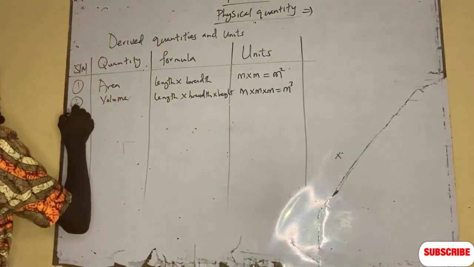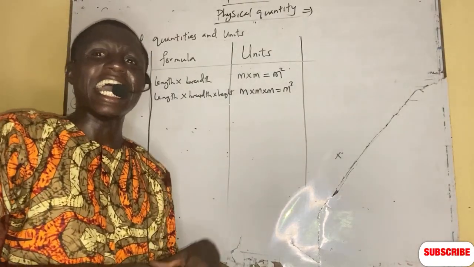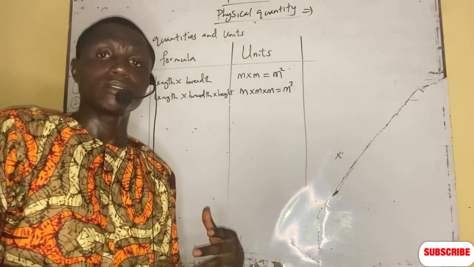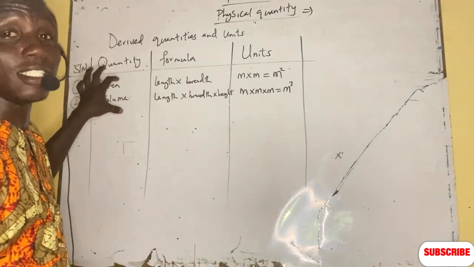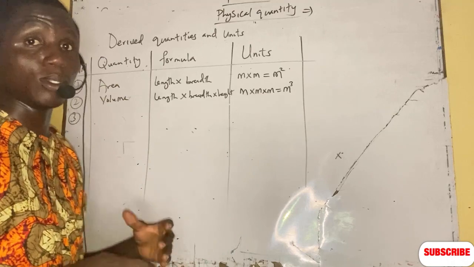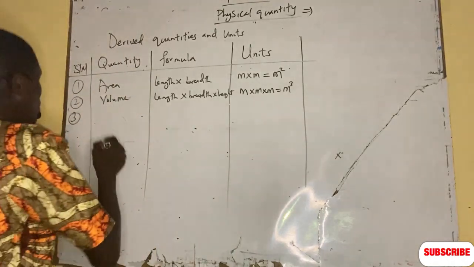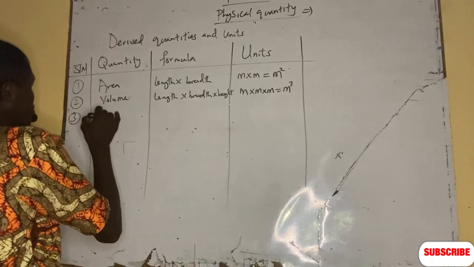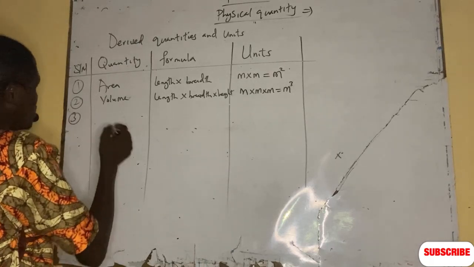Now we also have, and this is very, very important, because they might ask you what is the SI unit of these derived quantities. In fact, it's one of the questions that JAMB usually asks every year. So the next ones are pressure, speed, and the likes.